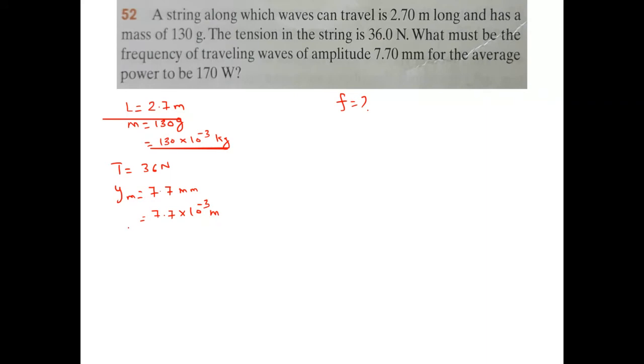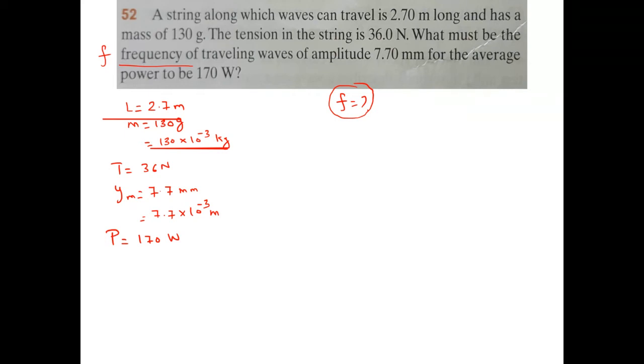And also the power of the wave is given. What is the power? P value. What is the value? 170 watt. So see how many values are given. Length of the string is given. Mass of the string is given. Tension produced on the string is given. Amplitude of the wave is given. And then power of the wave is given. With the help of all these things, what you have to find? You have to find the frequency. So they clearly mention what must be the frequency. Clear?